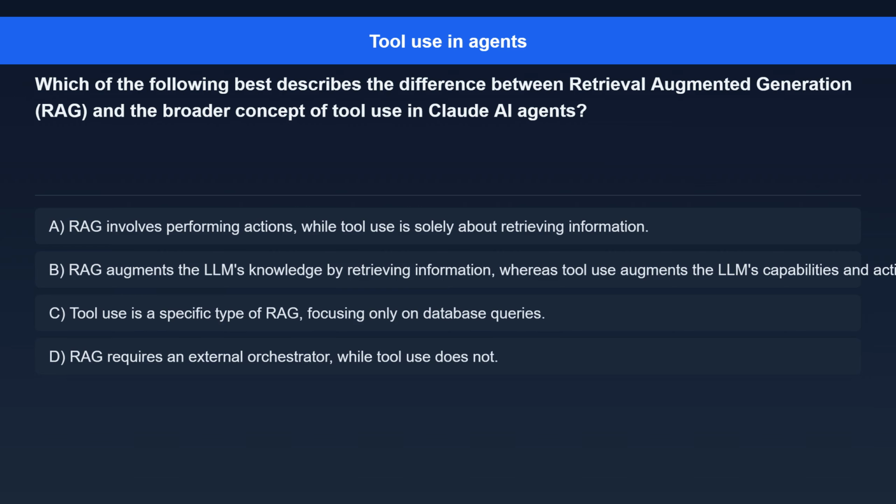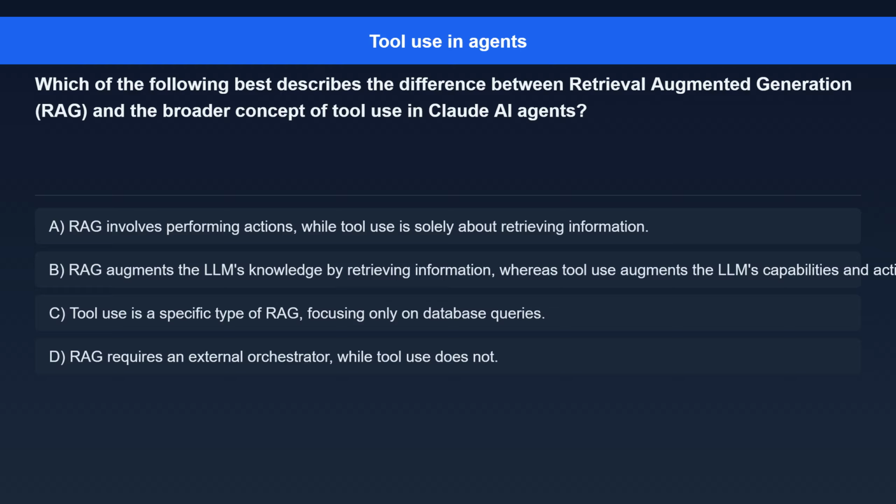Question 3. Which of the following best describes the difference between retrieval augmented generation, RAG, and the broader concept of tool use in Claude AI agents? Option A. RAG involves performing actions, while tool use is solely about retrieving information. Option B. RAG augments the LLM's knowledge by retrieving information, whereas tool use augments the LLM's capabilities and actions in the external world.